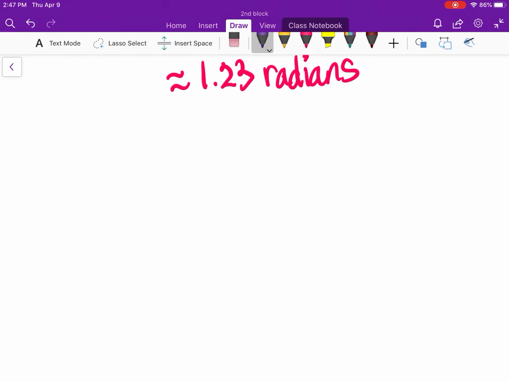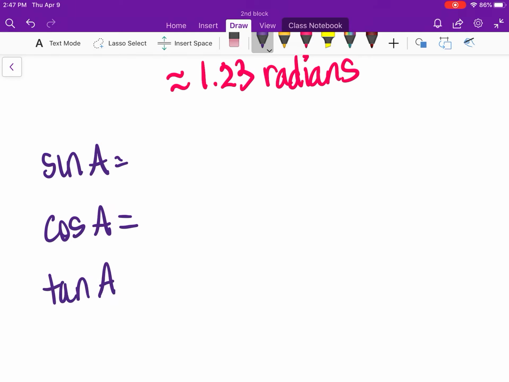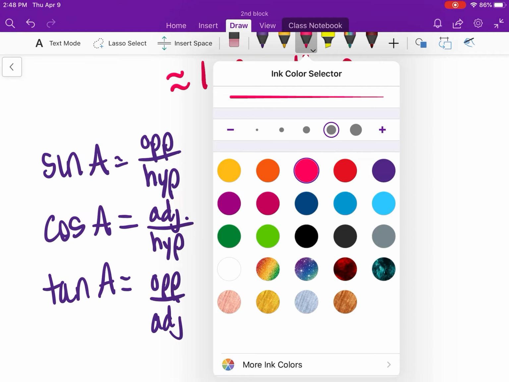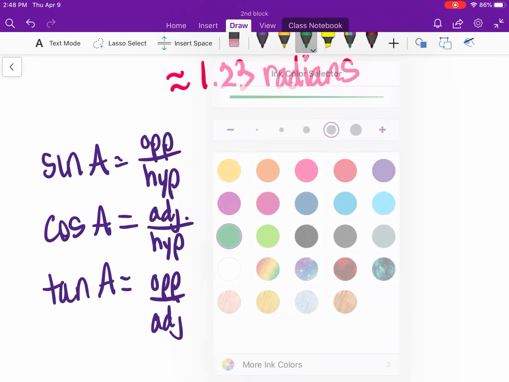Now, we talked yesterday about our trig ratios: sine, cosine, and tangent. We know that if we want to find sine, we take the opposite over hypotenuse. Cosine is adjacent over hypotenuse. Tangent is opposite over adjacent. Now there are 3 more trig functions that you probably did not talk about in geometry, and that's what we're going to focus on here today.